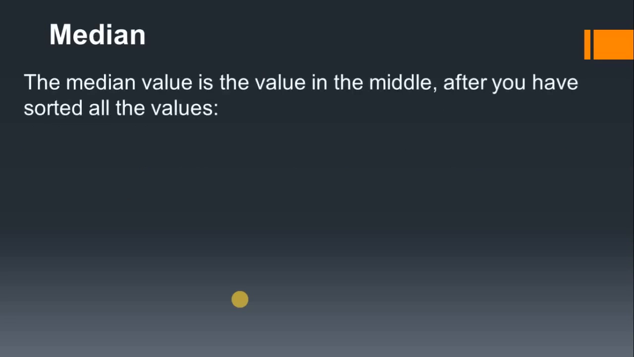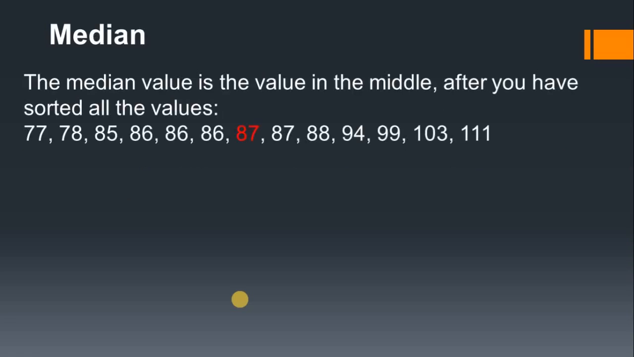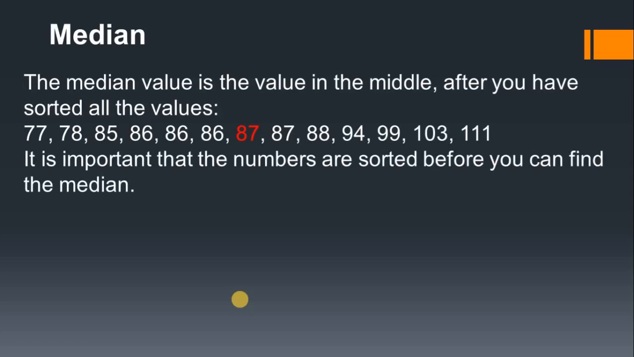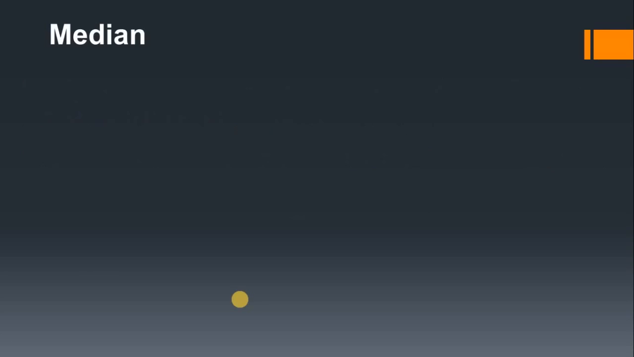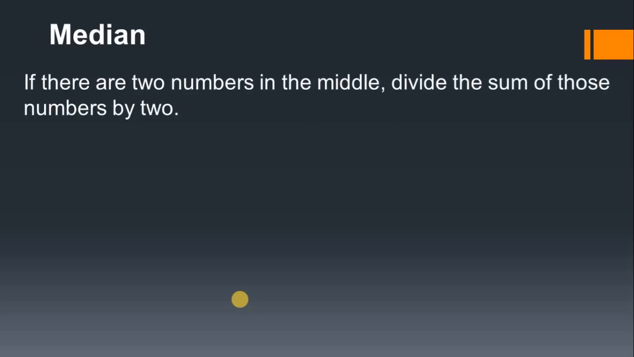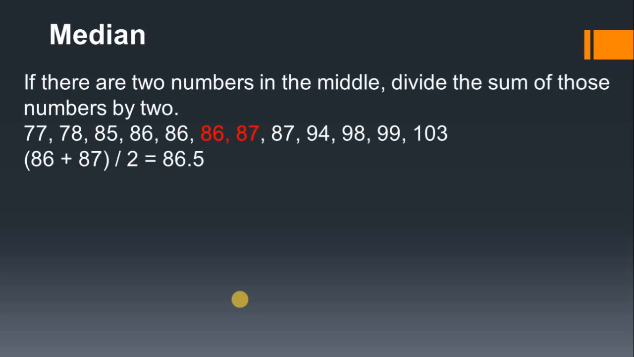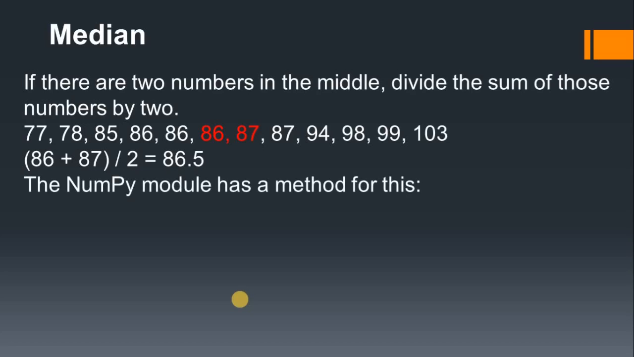Next one is a median. So the median is nothing but the middle value. Suppose we have the list of values, so 87 is the middle value, so your median will be 87. And again we have the numpy, and the numpy module has a method for this. Then in the second case of the median, suppose we have two values in the middle like 86 and 87, these are the middle values. Then we will do the addition of 86 and 87 and we divide by 2. Our answer will be 86.5. So again the numpy module has a method for doing this.